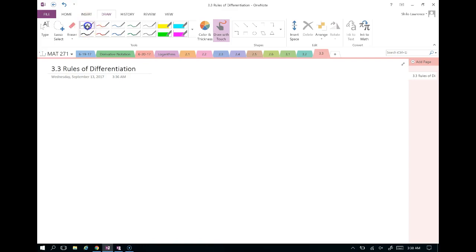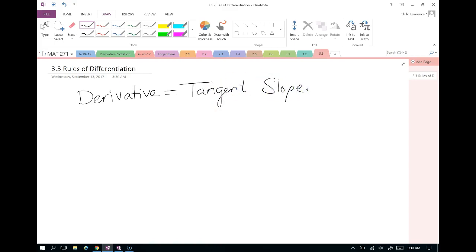The key in all of this is to remember that derivative equals tangent slope. So that's going to help us out a lot with the first couple of derivative rules that we're going to see. So our first rule is the constant rule.